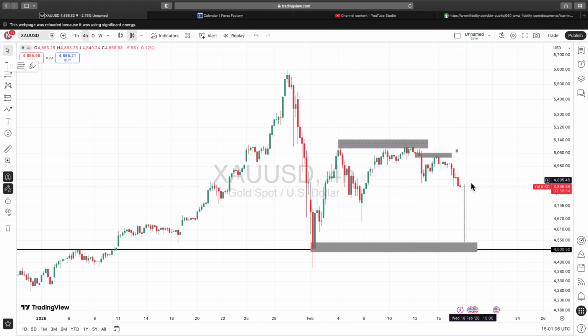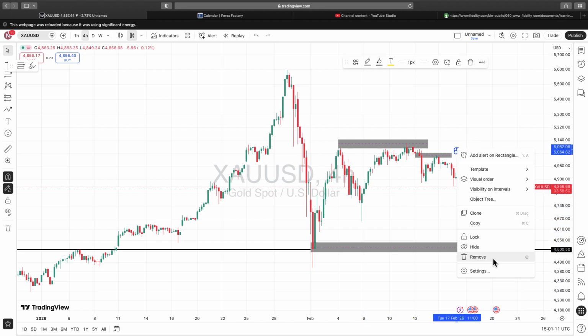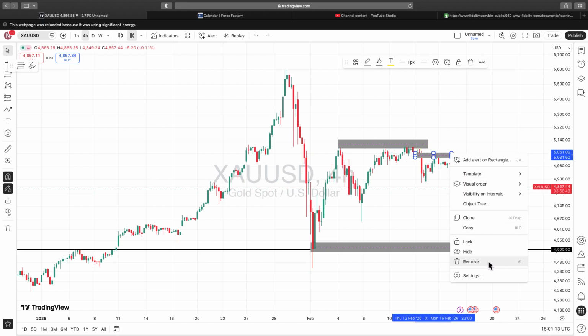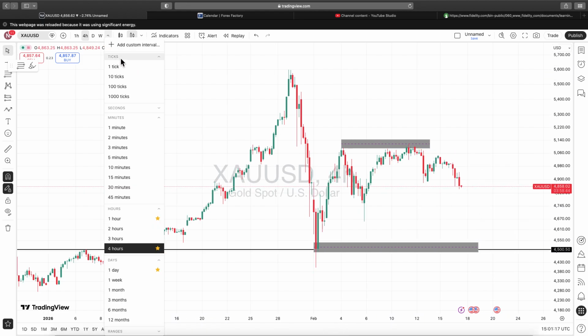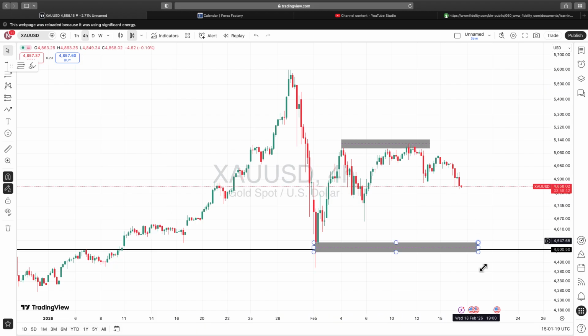Now, according to top-down analysis, this is what we expect. Now, let us go to the 4 hour. Now we have known that gold should be selling to this particular zone. So are you seeing the way top-down analysis works?